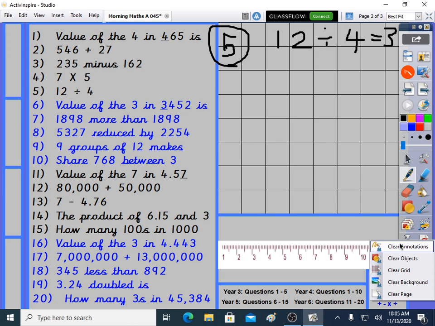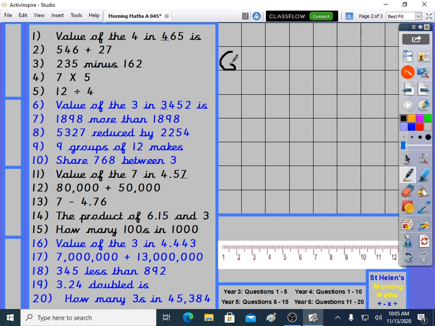Hopefully everyone's copied question 5 now, who's working with me. And we'll go on to question 6, year 4 level. Value of the 3 in 3,452. What's the value of the 3? It's not units, it's not tens, it's not hundreds. It's worth thousands, it's worth 3,000s. So the answer is 3,000s.